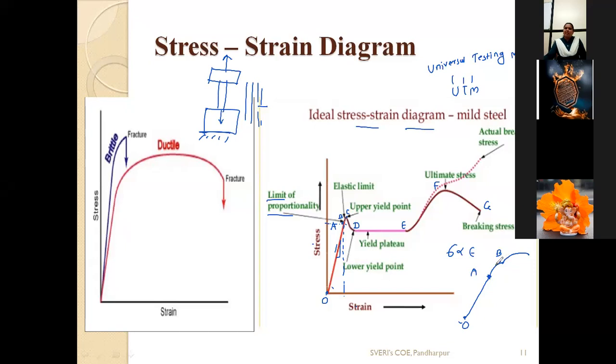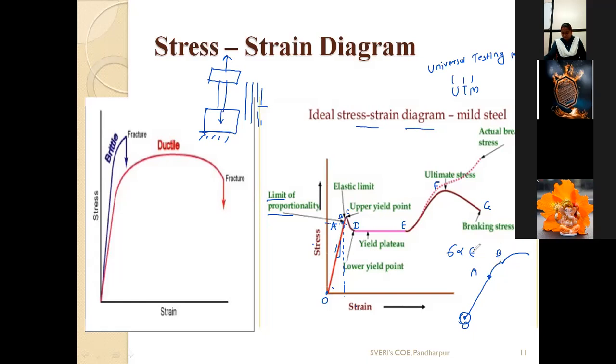Material is elastic means, if we apply load on it and remove it, it will regain its original position. It returns to the original position. So in between A to B, if we apply loading, stress is increased, but the graph is non-linear. So portion A to B is called the elastic limit.